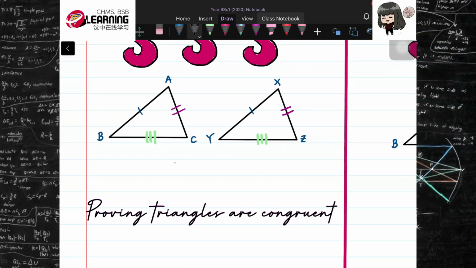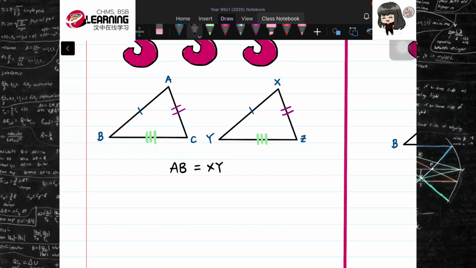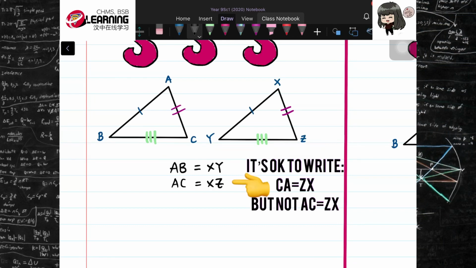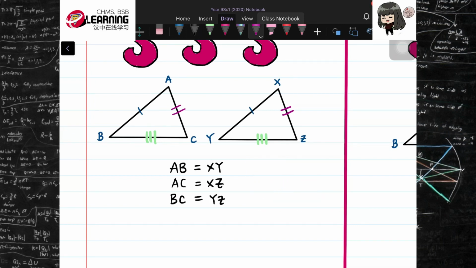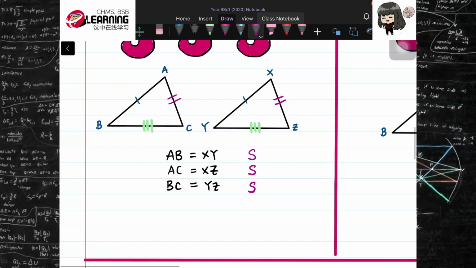The first one is when AB is equals to XY. Okay, the order is important, remember. So when we write AB, we must write XY. We cannot write YX. The first side is given. The second side, the corresponding sides, which is AC and XZ, the corresponding sides are the same. The third one, BC equals to YZ. So if we are given all these sides, the first sides, the second sides, and the third sides, we are given these 3 corresponding sides are the same.